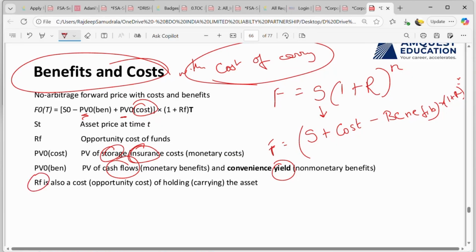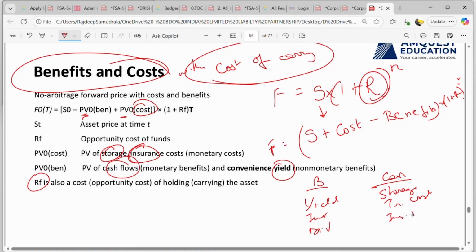RF, in a way, is also a cost increase, the cost of carry for taking a loan. But how am I taking RF into consideration? By multiplying it here. So I'm already increasing my cost of interest. So quickly, let's summarize. Benefits: what will come? Yield, interest if you're earning, dividend if you're earning. And what are the costs you incur? You may incur storage cost, transportation cost, insurance and other costs, and most importantly, you'll incur the rate of interest.